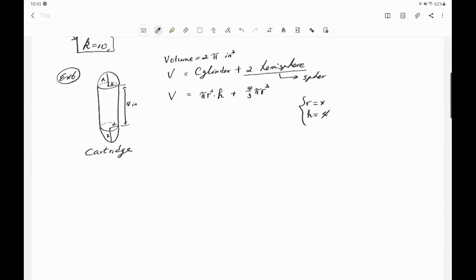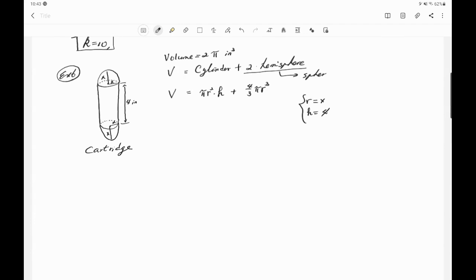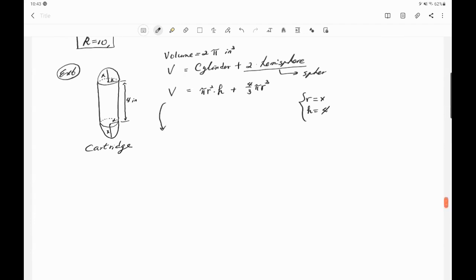Once you add the hemispheres, it will be a sphere. So actually the volume will be the sum of the cylinder and the sphere. So rewrite the equation. The volume is 2 pi, and then pi r squared, where r is the radius. In this case, the radius is x. So x squared times h, where h is the height of the cylinder, which is 4.